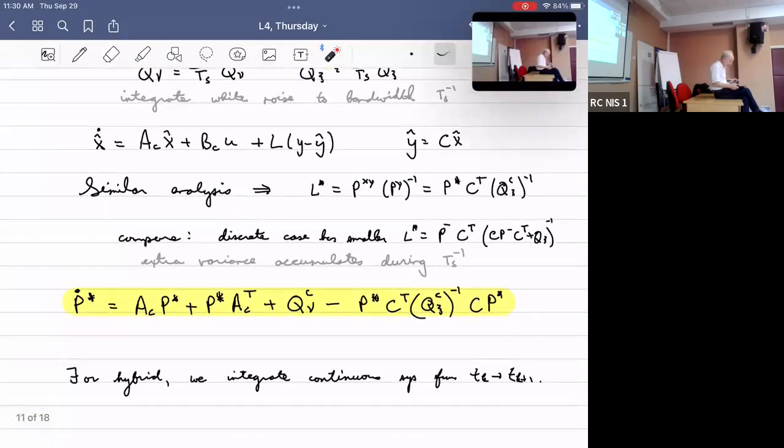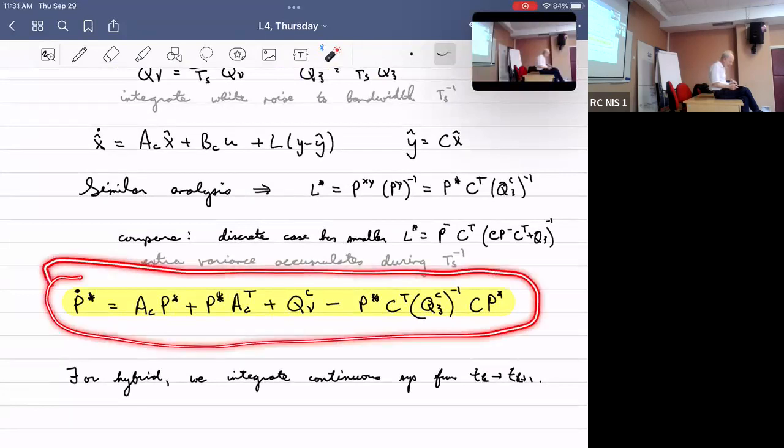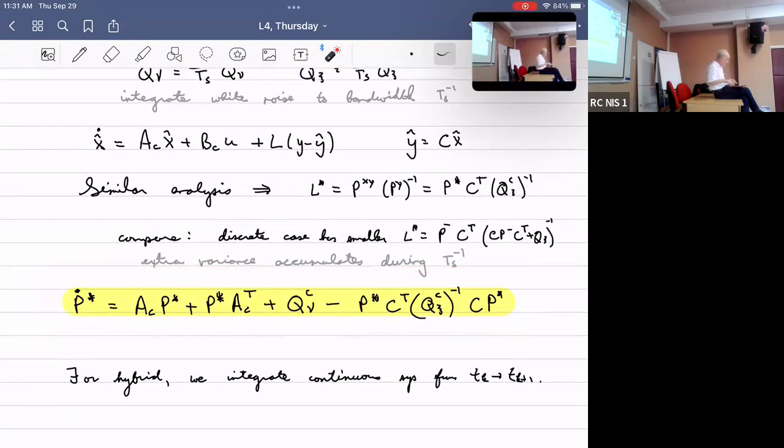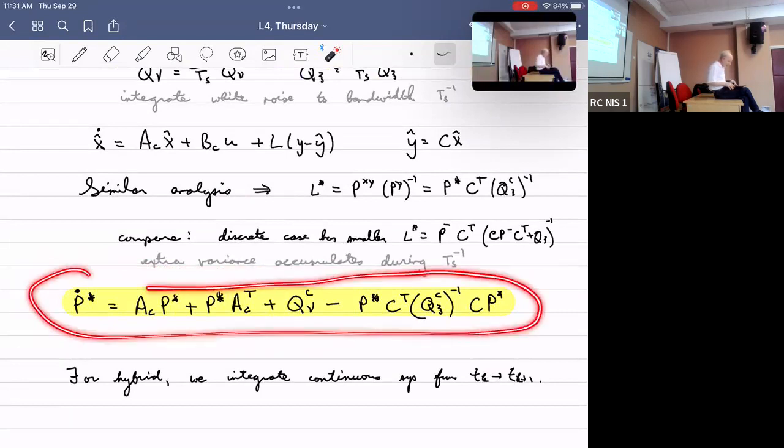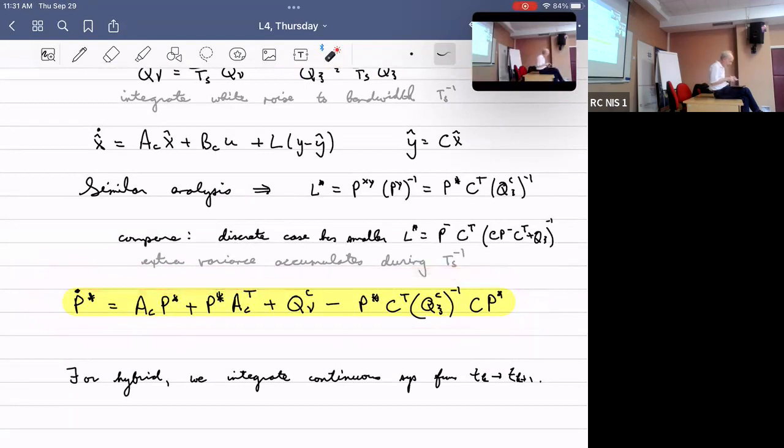And so you can write this out in a slightly more explicit form for a continuous system. And then you can really see, if you compare this equation to what we had for that S matrix last time, it's the same equation once you make these substitutions: A goes to A transpose and B goes to C transpose and so forth. So the problem of estimating the state is dual to the problem of controlling it.